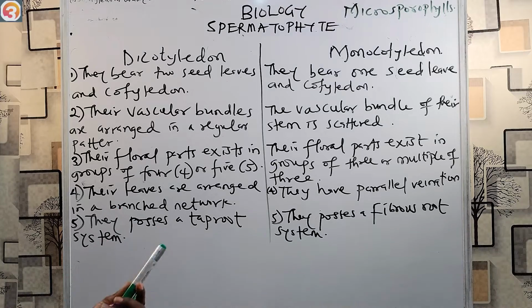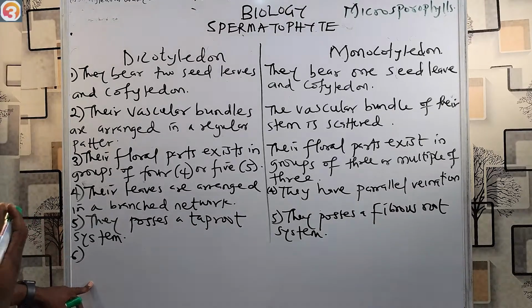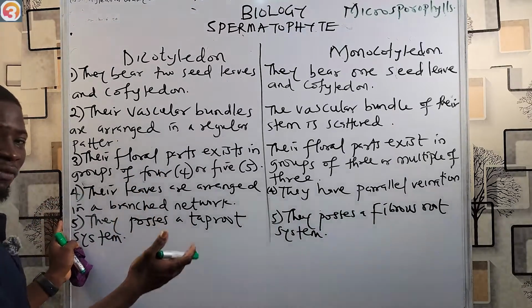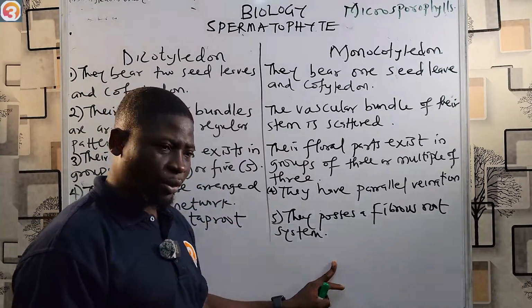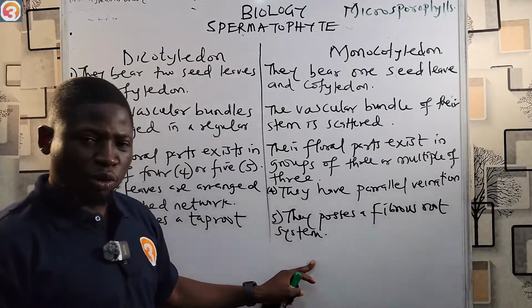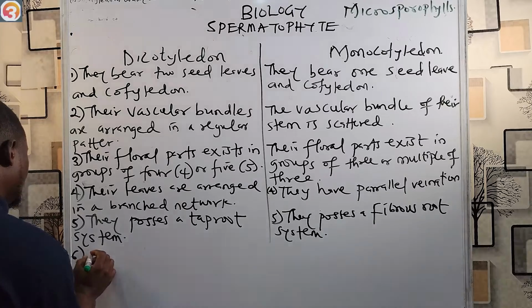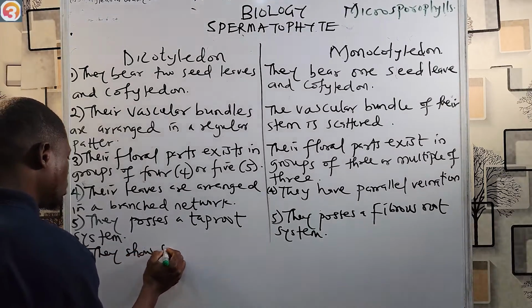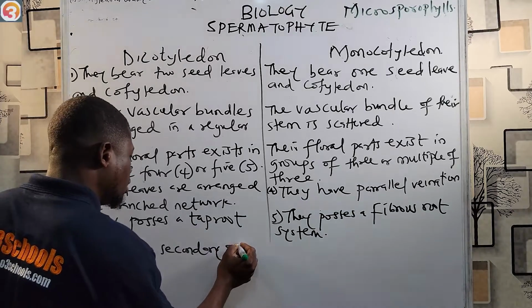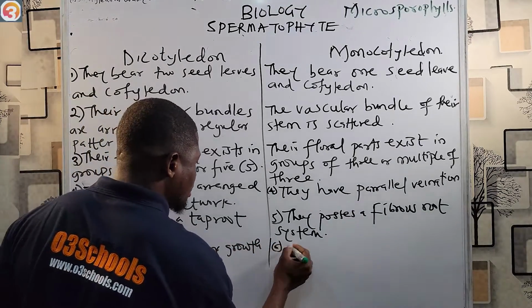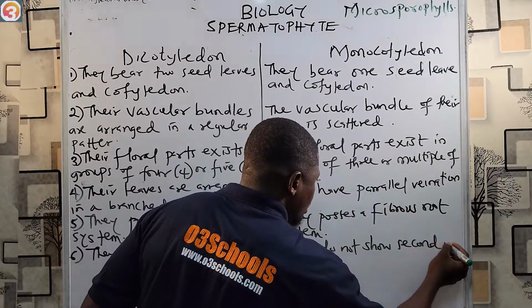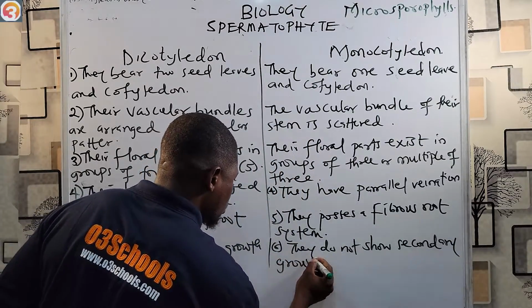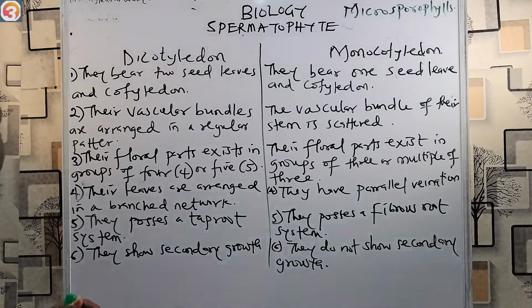Then of course, lastly, one of the other differences that we have between dicot and monocot is that this one, the dicot, has what? Secondary growth, while the monocots do not have what? Secondary growth. They do not show secondary growth at all. The dicots show secondary growth, while the monocot do not show secondary growth. Okay, they show secondary growth. And this one, number 6, they do not show secondary growth. All right, so now I'm going to go over these differences again.